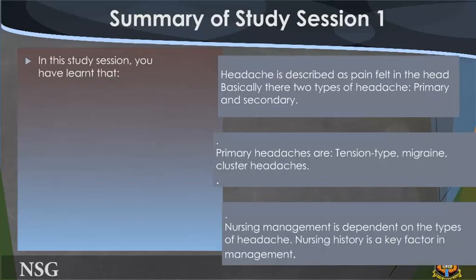Summary of study session 1. In this study session, you have learnt that headache is described as pain felt in the head. Basically, there are two types of headache, primary and secondary. Primary headaches are tension type, migraine, and cluster headaches. Nursing management is dependent on the types of headache. Nursing history is a key factor in management.